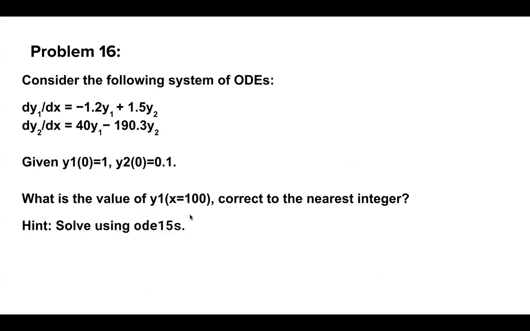Now there's another ODE solver. I'll quickly go and show this code in MATLAB. We have two ODEs. Initial conditions are given as 1 and 0.1. We need to identify what the y1 value is. Basically, the y1 value is at x equal to 100, and you should use ODE15s. I'll quickly show you the answer.